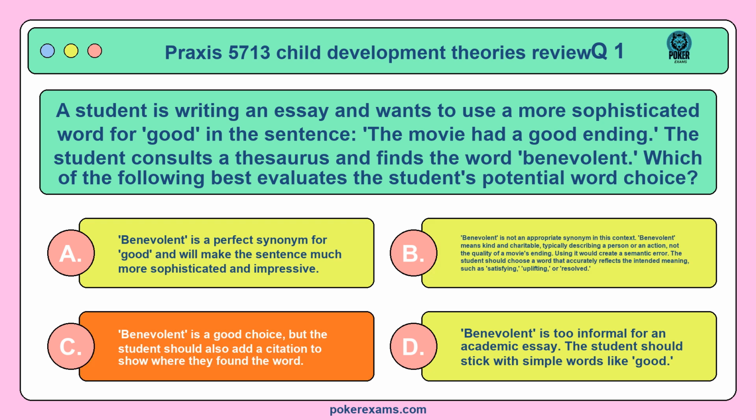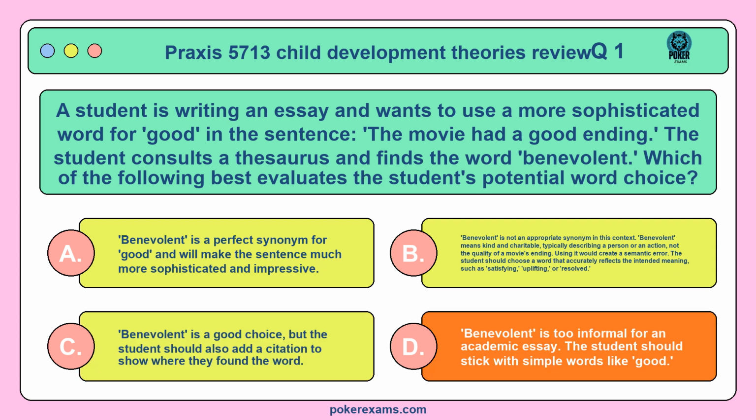C. Benevolent is a good choice, but the student should also add a citation to show where they found the word. Or D. Benevolent is too informal for an academic essay. The student should stick with simple words like good.